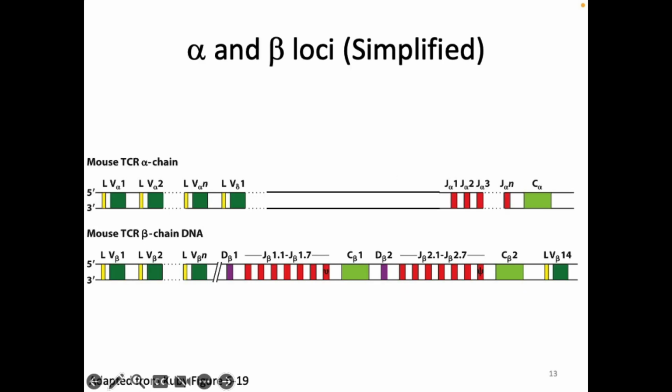And you can also see that here as well. So here you are looking at the mouse beta chain and the mouse alpha chain. Pretty similar to what you've seen in antibodies.